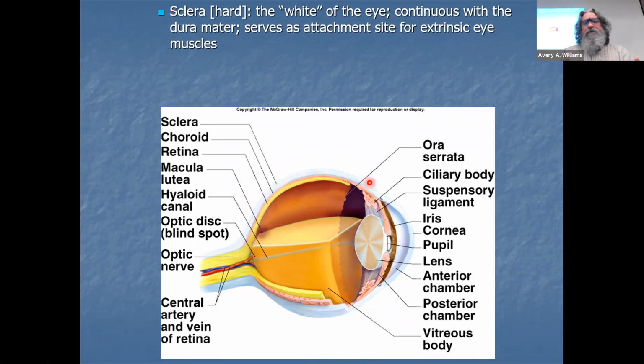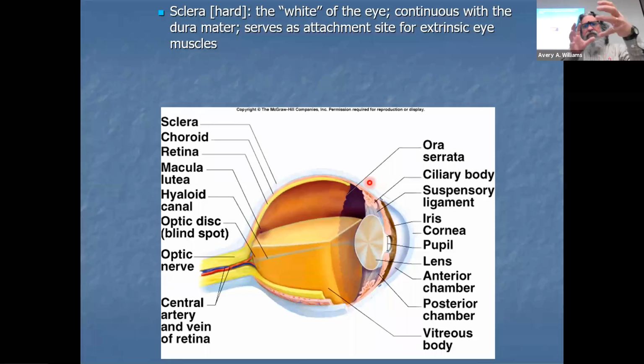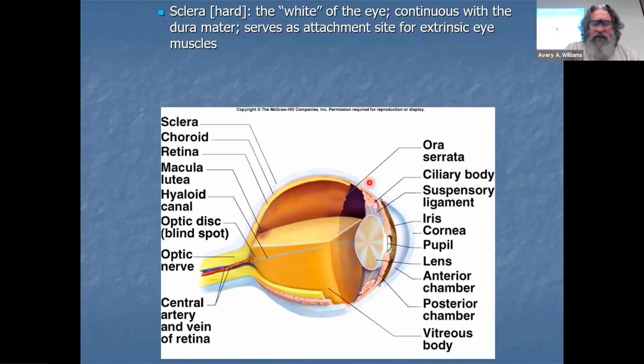But here, surrounding the outside of the eye, it serves primarily for those 6 extrinsic eye muscles. It gives them something hard and fibrous to grab a hold of, and pull. You're moving the eyeball, and so you've got muscles pulling on it. So it's hard and durable. So that's the white of your eye.